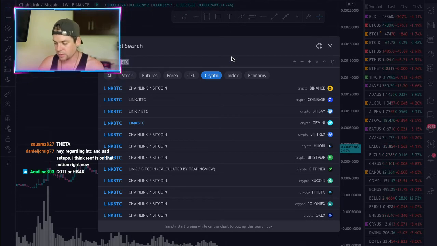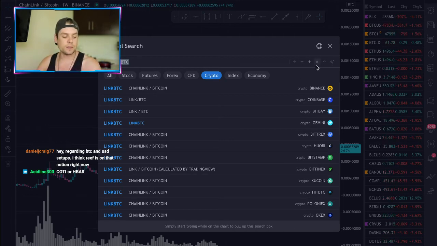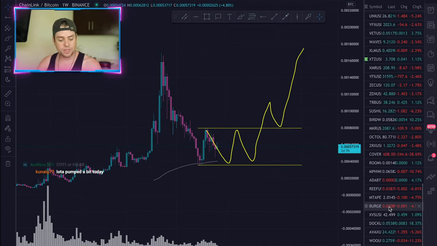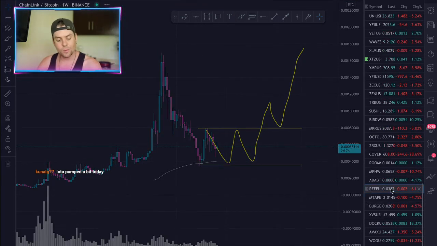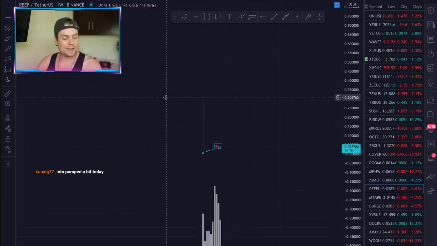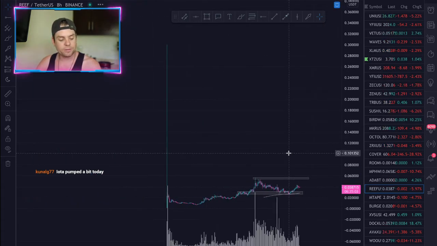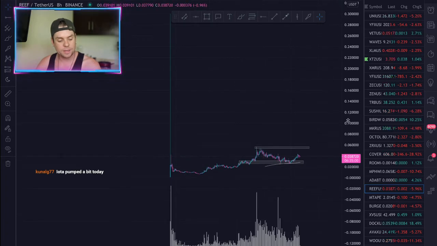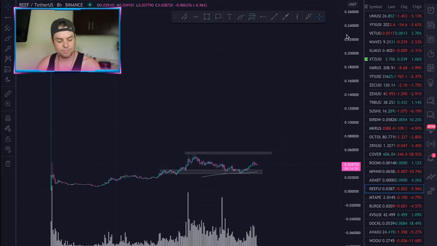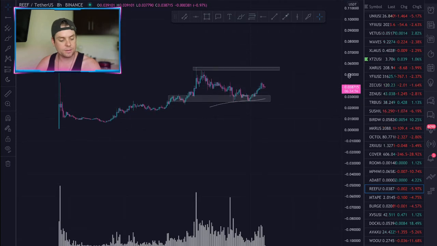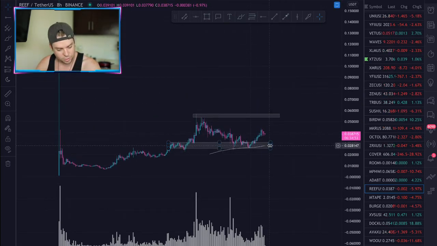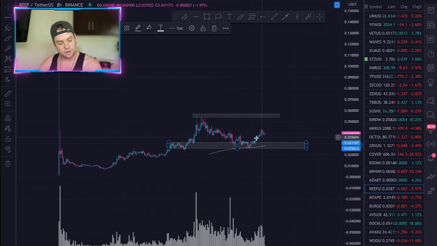Hey, regarding the Bitcoin and USD setups, I think Reef is on that notion right now. Yeah, I agree. Let's look at Reef. I have a small position in Reef. I wasn't as liquid as I wanted to be on Reef. Why does everybody like Reef? It hasn't really pumped. Its price action is pretty blasé. It's really not anything spectacular, but so many people talk about Reef when it's not doing what other assets are doing.